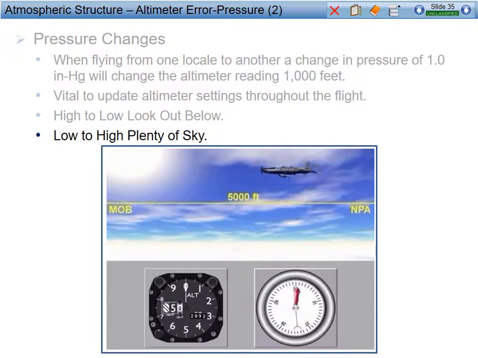Pressure increases, indicated altitude remains the same. Navy Zero, Fox 511, Mobile altimeter 3020. As they spin in the higher new altimeter setting, the needle climbs, indicating they are approximately 200 feet high, and then they descend back down.